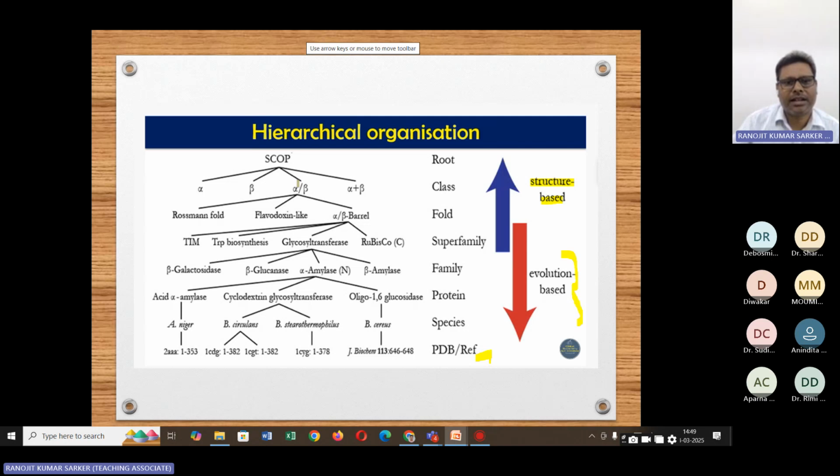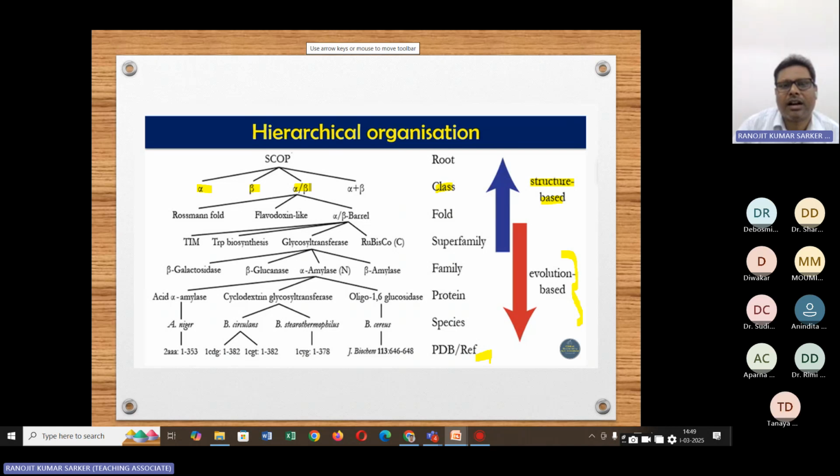Now, as I said earlier, SCOP has several classes. It starts from the class. There are actually four major classes. There are several other minor classes we will see. In total, 11 classes are there, but majorly there are four classes. What are these four classes? Alpha, beta, alpha/beta, and alpha plus beta.